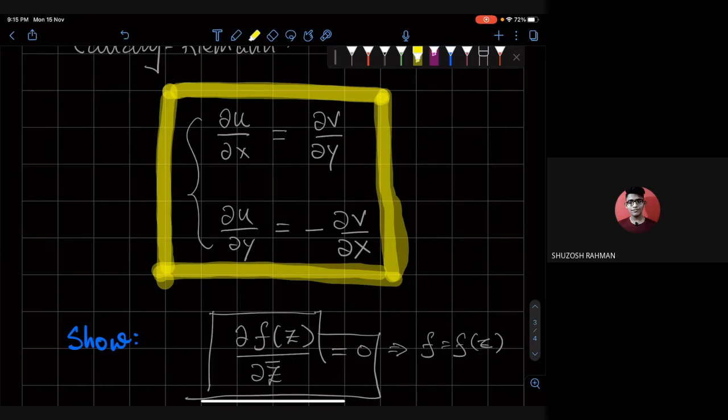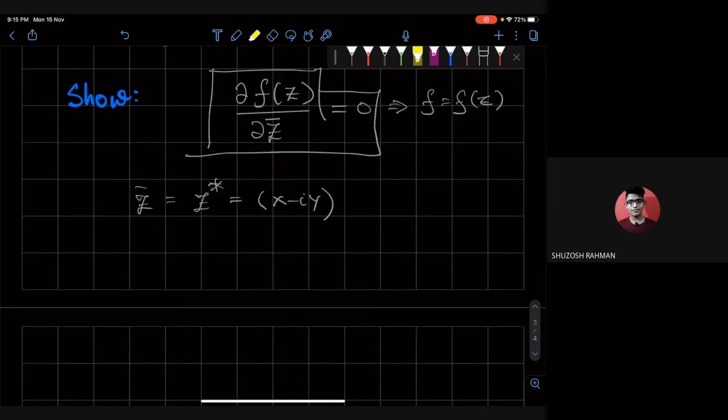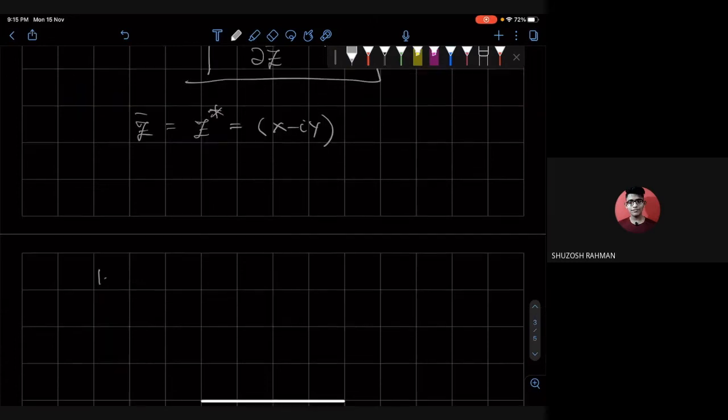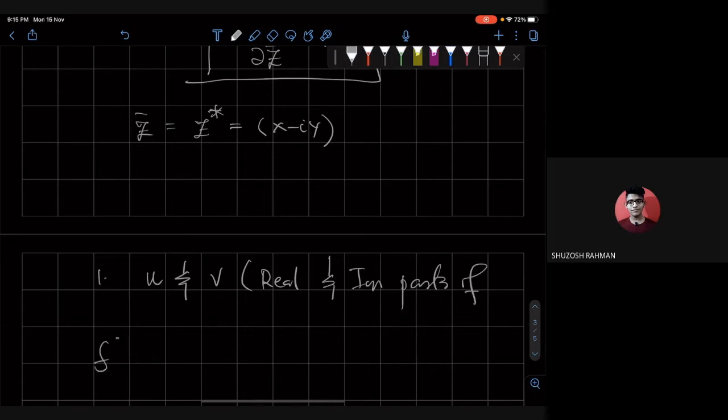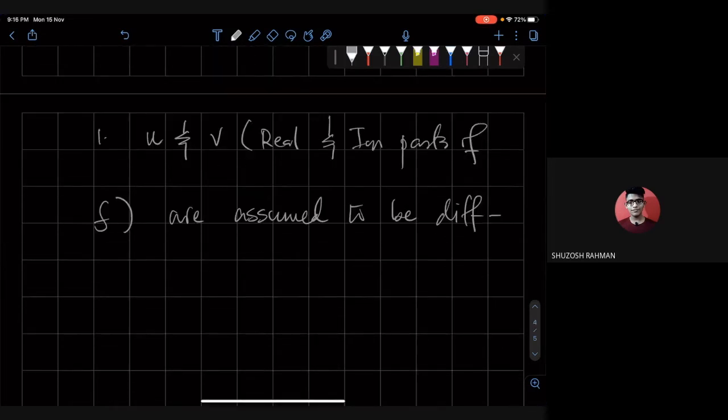So let me make some comments. Comment number one is that U and V, the real and imaginary parts of the function f, are assumed to be differentiable functions.